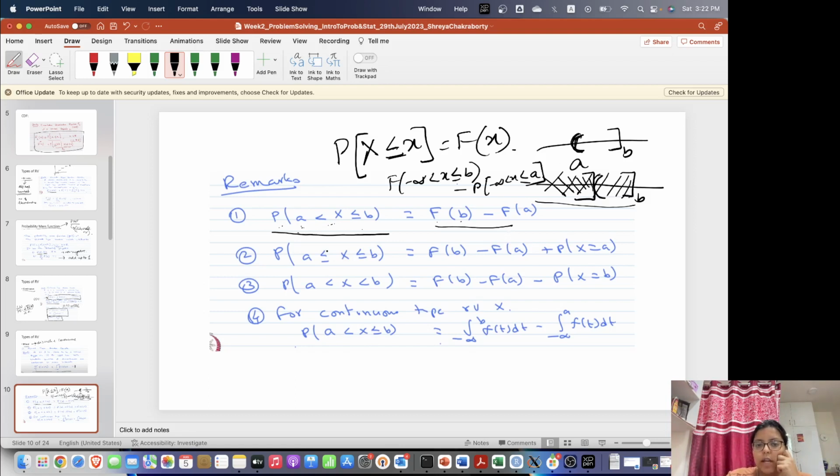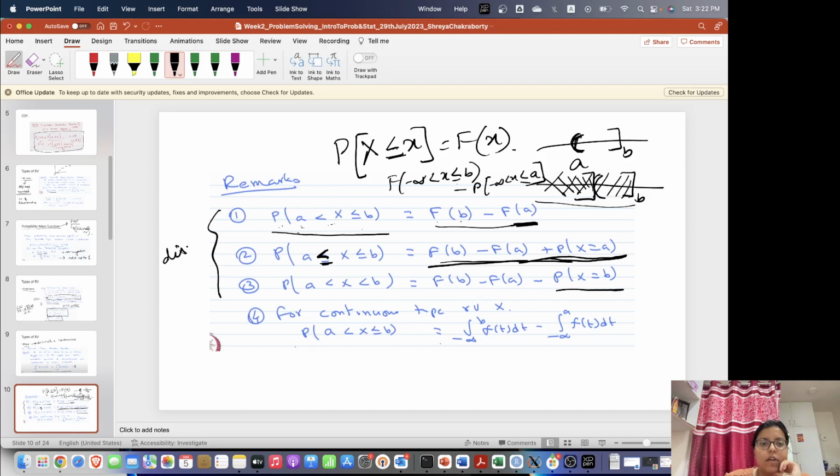Okay, but if we put a less than or equal to sign over here, it means that the A point is included. That is why till here the A point was excluded. So we have to add probability X equal to A over here. Okay. Similarly, if B is excluded, then, because B was included here, we have to exclude probability X equal to B from this thing.